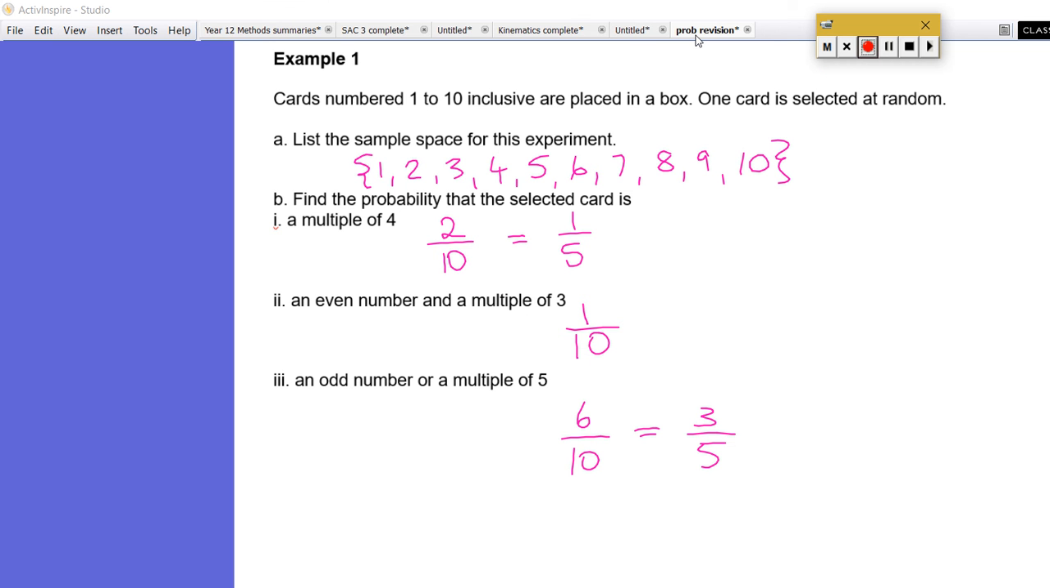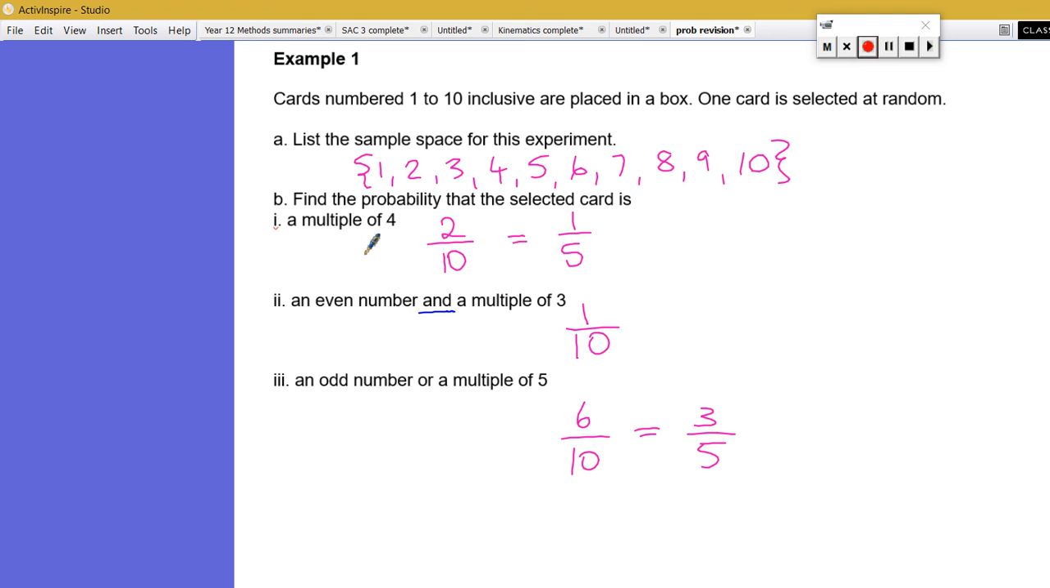Just make sure that you know the difference in the subtleties of the language here. When it's said an even number and a multiple of 3, it means it has to be both even and a multiple of 3, so there were fewer options there. However, in part 3, it said an odd number or a multiple of 5. So it could be odd or a multiple of 5, which gives us more options. So pay particular attention to the subtleties in the language.